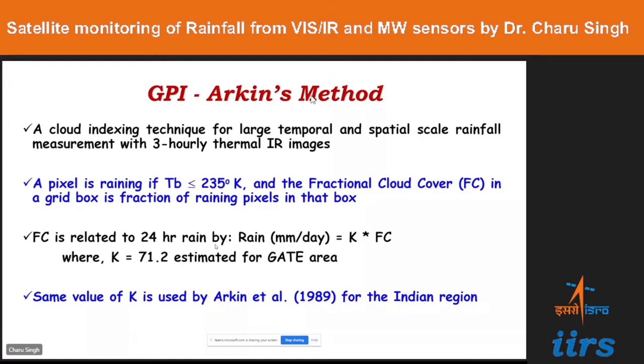Suppose we have the data sets available from INSAT satellite, particularly for the IR sensors, we can use this 71.2 as a factor to multiply with the fractional cloud cover to get rainfall in millimeter per day. This is the GPI technique. Data sets from this technique are also available on the ISRO meteorological portal, mosdac.gov.in.